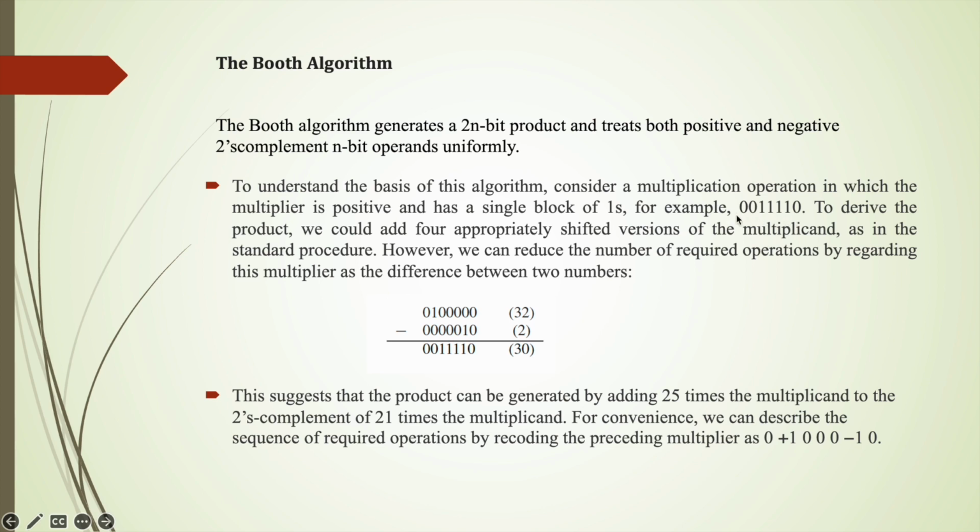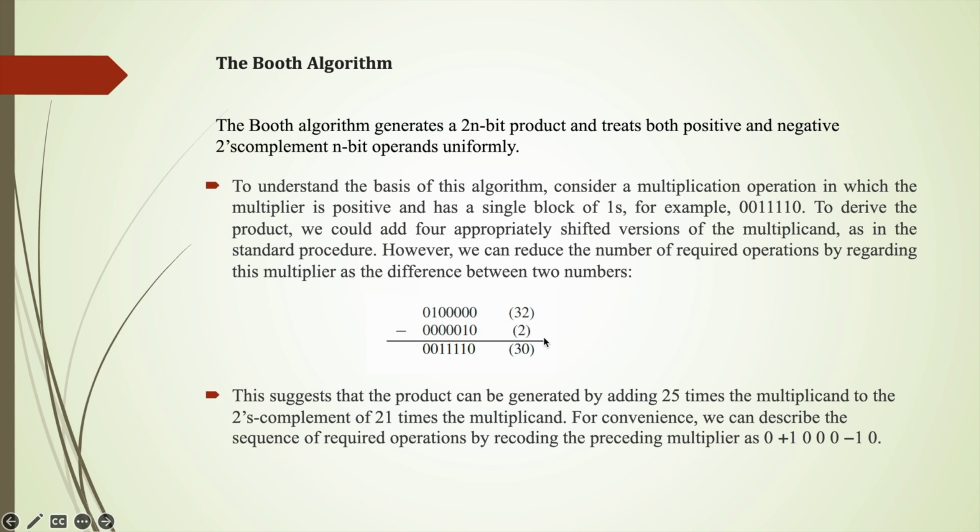The decimal equivalent of this binary number is 30. So 30 can be written in terms of powers of 2 as 2 power 5 minus 2 power 1. So we can write this as 32 minus 2, and we get 30. So instead of multiplying the multiplicand for all the ones, 4 times, we can multiply it with 2 power 5 only once and subtract the multiplicand times 2. So x into 32 minus x into 2 will give x into 30.